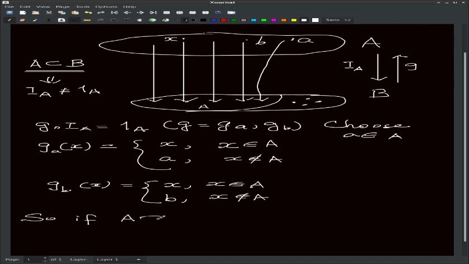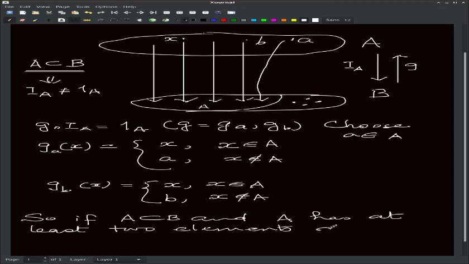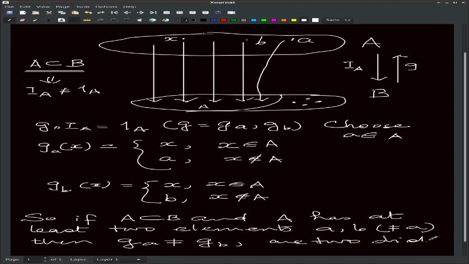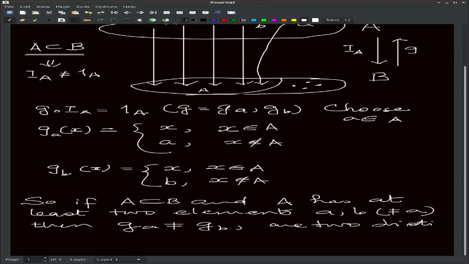So if A is a proper subset of B and A has at least two elements, then G_a and G_b are two distinct left inverses.